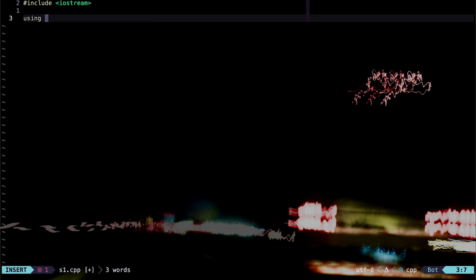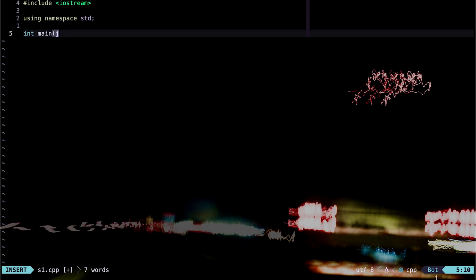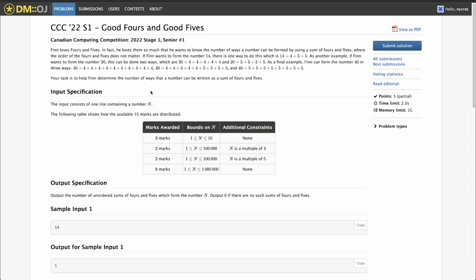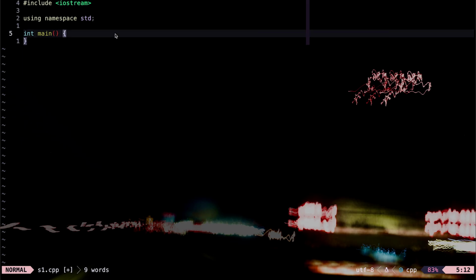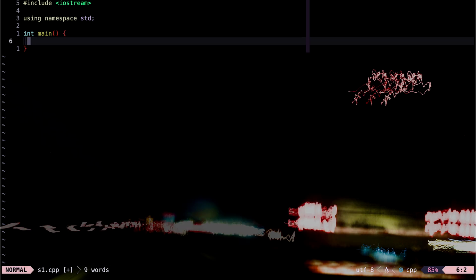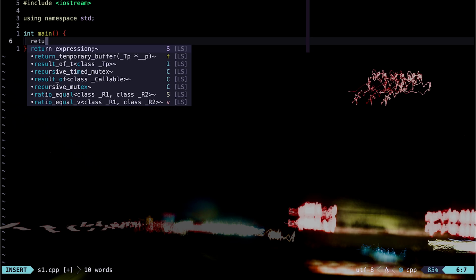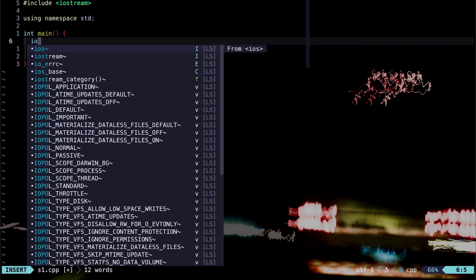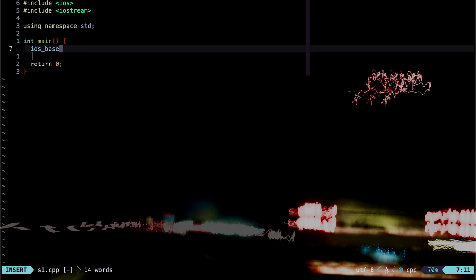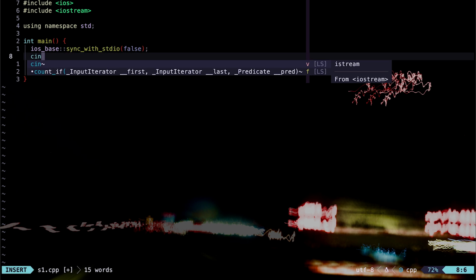Also, for some reason, probably a good reason, in CCC you can't have any boilerplate or starter code. So I have to write this out by hand in the contest, so I guess we're practicing this as well.